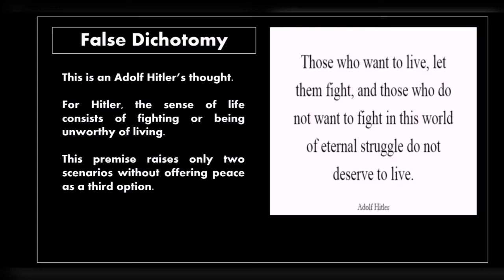First, this thought is a complete lie. Hitler claims that there is not any other option in the world than fighting. Otherwise, people do not deserve to live. For him, the world is a conflicted place and he doesn't think of peace as the ideal alternative for humanity's coexistence. So, this is a false dichotomy fallacy.